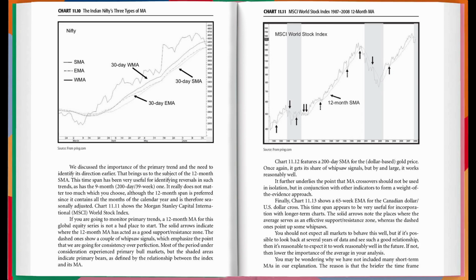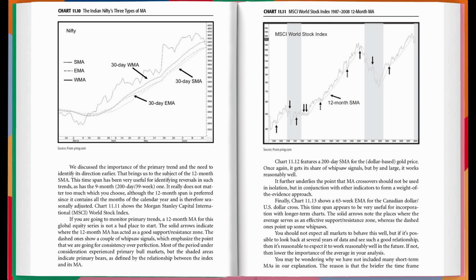Chart 11.12 features a 200-day SMA for the dollar-based gold price. Once again, it gets its share of whipsaw signals, but by and large, it works reasonably well. It further underlies the point that MA crossovers should not be used in isolation, but in conjunction with other indicators to form a weight of the evidence approach.